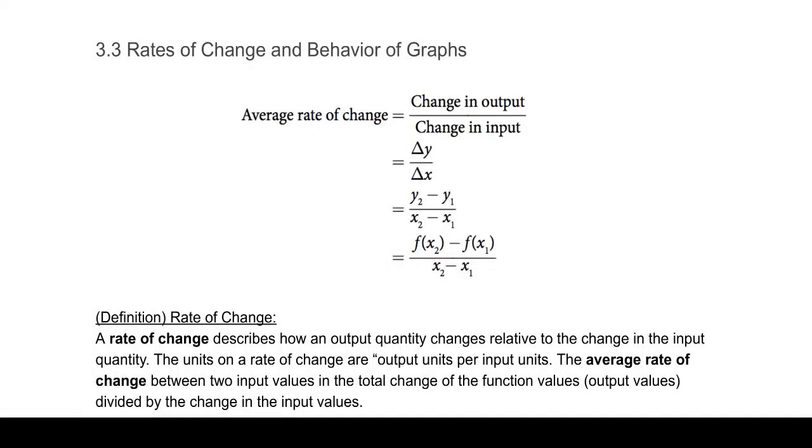Section 3.3, Rates of Change and Behavior of Graphs. In this section, we are going to focus on two big things. One is the average rate of change, which we have right here. The average rate of change is the change in output divided by the change in input, also notated as delta y over delta x, or you may have seen y2 minus y1 over x2 minus x1, but I prefer this notation here, f of x2 minus f of x1 divided by x2 minus x1. Okay, that's the one big topic.